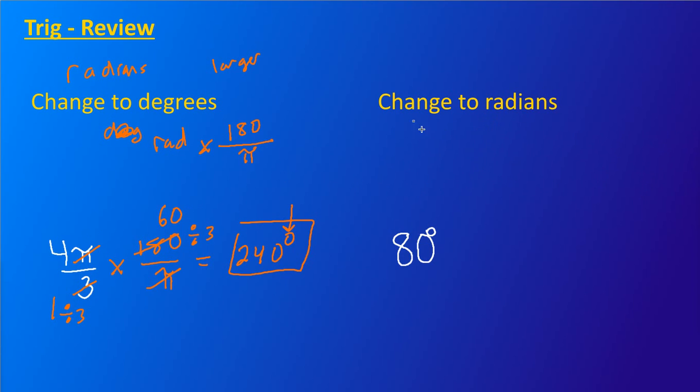To change to radians, we're actually going to do the opposite. So if we're going to radians, that means we're starting at degrees, and we expect to get smaller. So we just flip this ratio around, and we do our degrees times pi over 180. It's basically the same exact thing. So here's my example, 80, and notice I do have degrees right there, so times pi over 180.